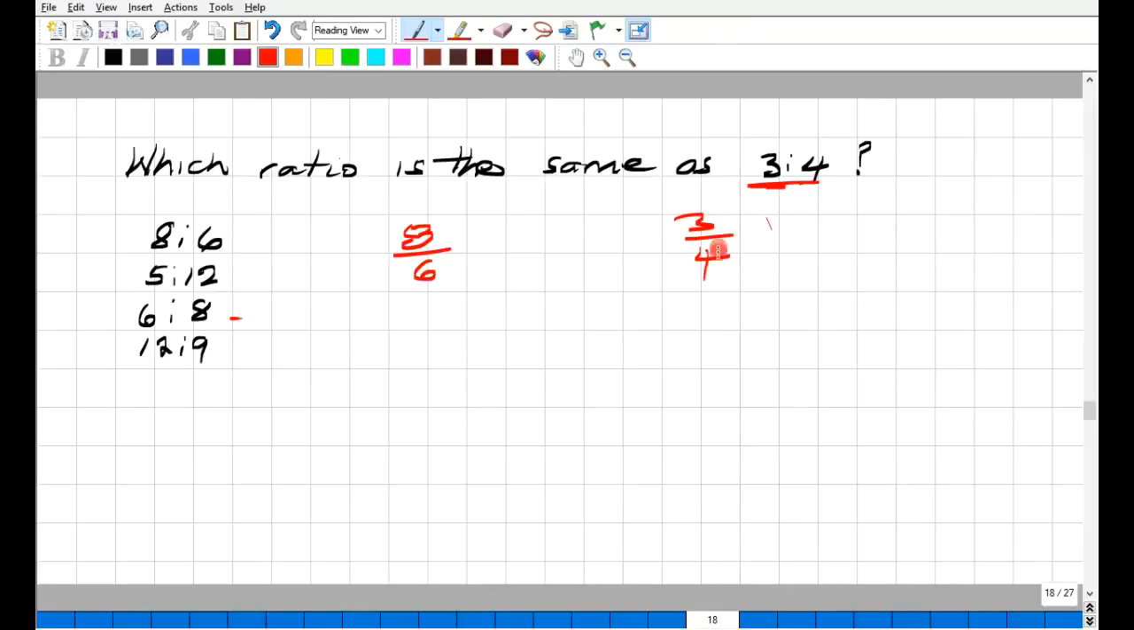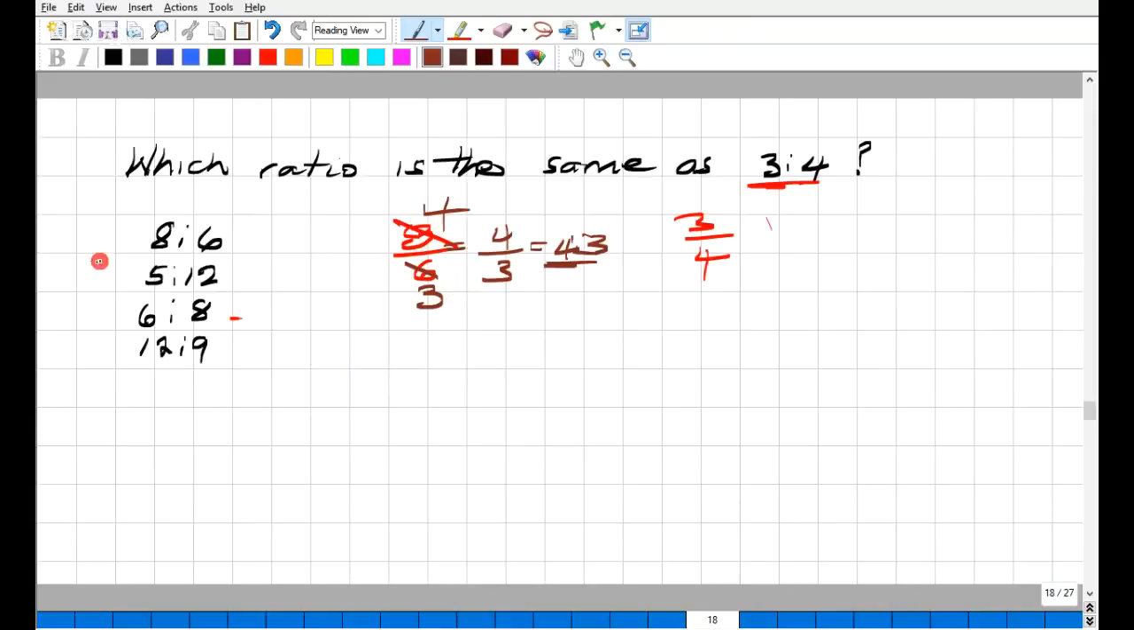as a fraction. It will be 3 over 4. So let's reduce. What's the highest common factor of 8 and 6? Yes, sir. Into the 8 would go 4. 2 into 6 would go 3. This would be 4 over 3, and as a ratio, 4 to 3. So not what we want.